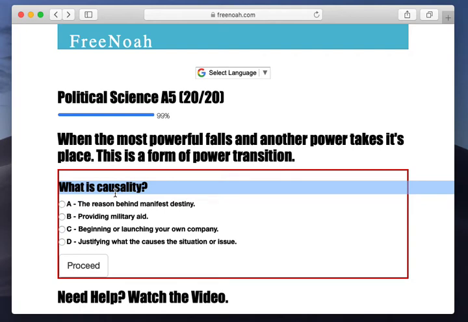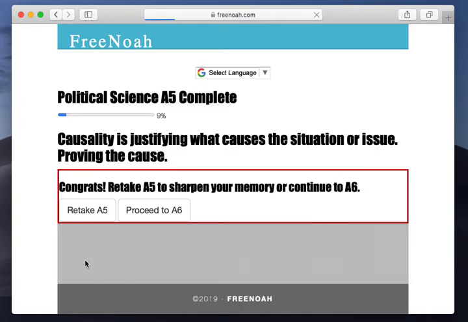Let's continue here. Causality. All right. So now we're discussing why do we go to war? Why is warfare necessary? All right. So causality. First, we're going to have to give you the definition of causality. Right. So what is causality? Well, causality is justifying what causes the situation or issue, proving the cause.